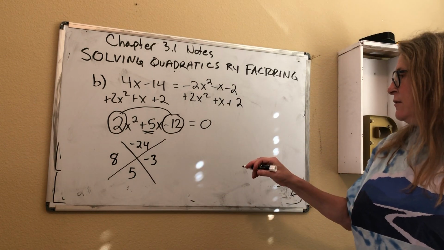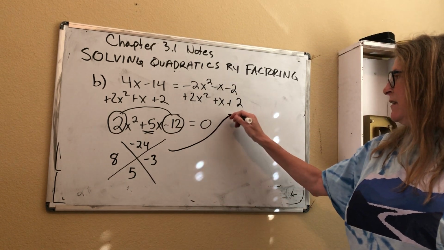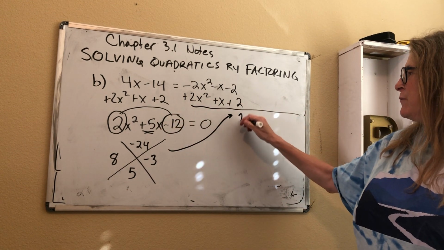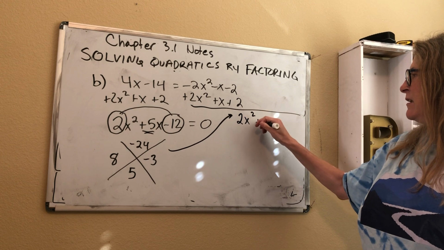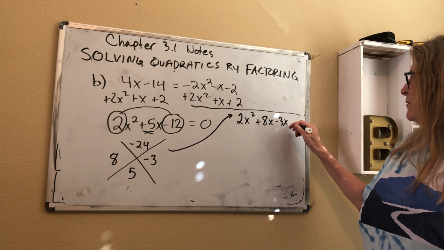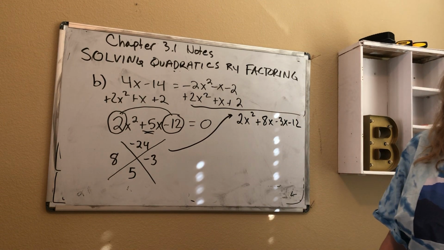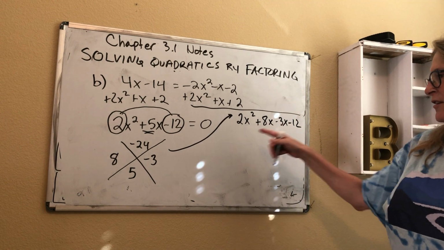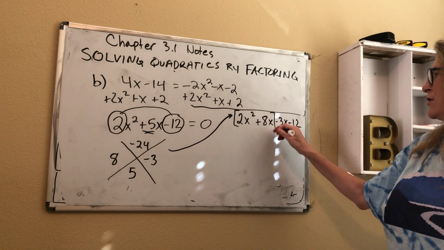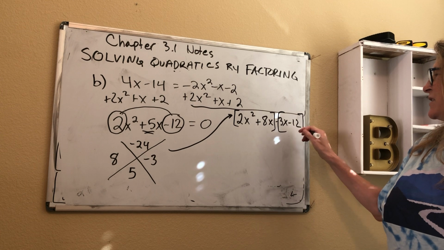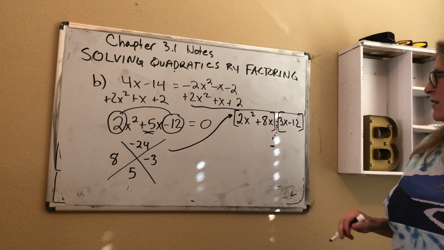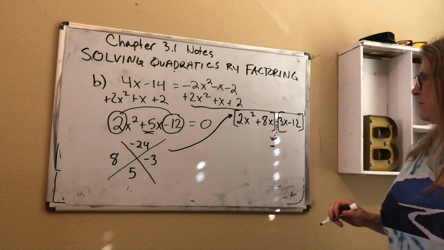So what I'm now going to do is take the quadratic, which is 2x squared plus 5x minus 12, and rewrite it as 2x squared plus 8x minus 3x minus 12. Still the same value, I'm just splitting that 5x. Then I'm going to put brackets around the first two and brackets around the second two. And notice, guys, there's a minus here. So that's going to make it a little bit trickier.